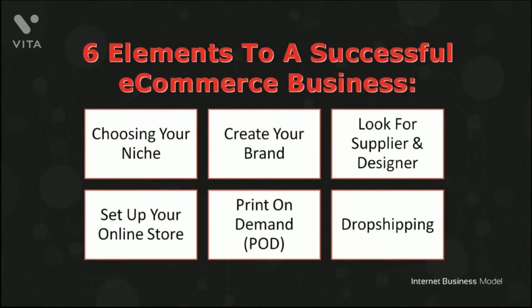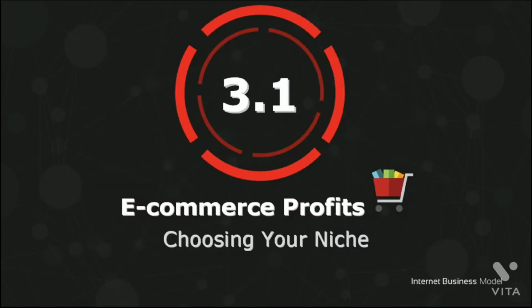There are 6 elements in your e-commerce model. 1. Choosing your niche. 2. Create your own brand. 3. Look for suppliers and designers. 4. Set up your online store. 5. Print on demand, POD. 6. Drop shipping. Next, you need to choose a niche for your online business.